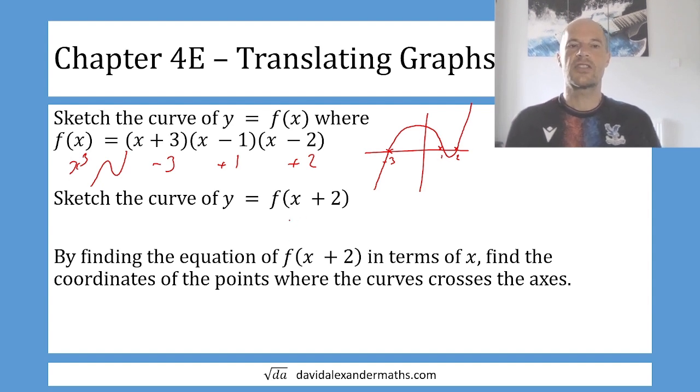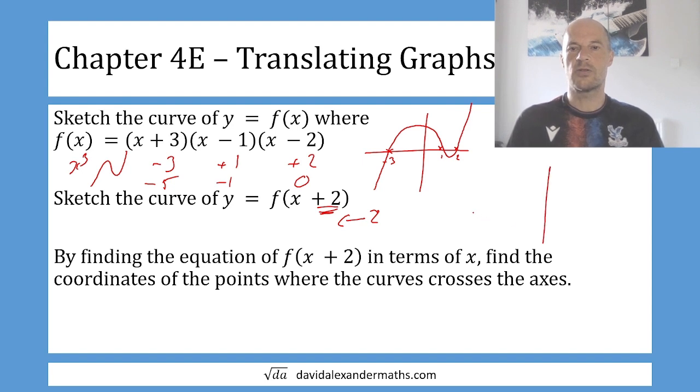So what about the sketch of the curve y equals f of x plus 2? So the transformation is inside the brackets, so it's going to affect the x, and we need to do the opposite of what it says. So what that means is these x-intercepts will be moved 2 units to the left, so moving everything left 2. And this actually answers our final question as well. So instead of it going through -3, it will go through -5. Instead of going through +1, it will go through -1. And instead of going through 2, it will go through 0.